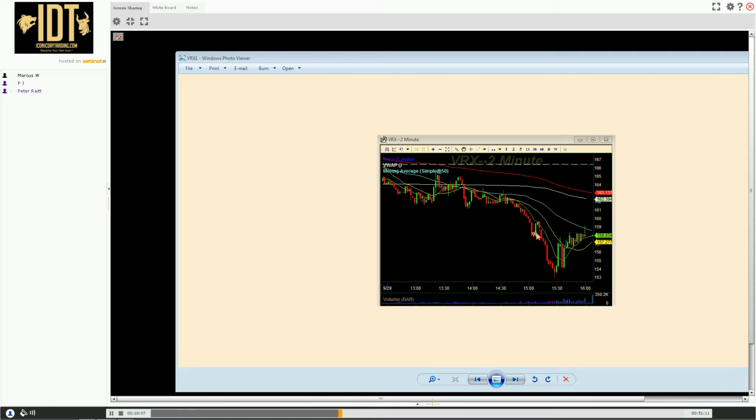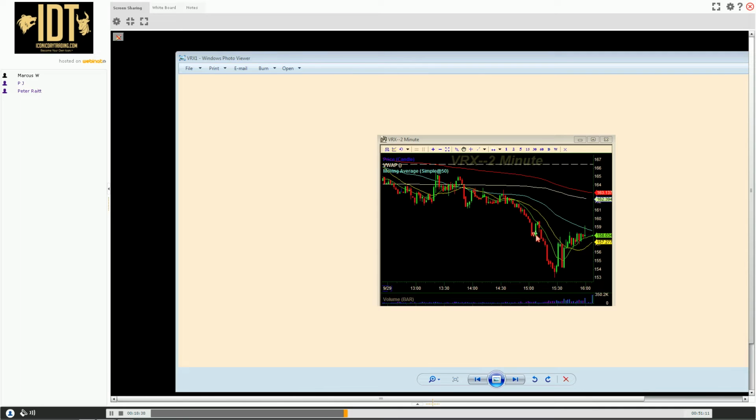What I should have done, and I pointed this out the day that it happened, so this is for the people that weren't in the room, I should have let it go and follow my rules. Let it test the 9. It tested the 9. The 9 held. I should have doubled up my size. If I would have doubled up my position and followed my rules, it reclaimed the 9. I could have got from 159 down to 153 with huge size.